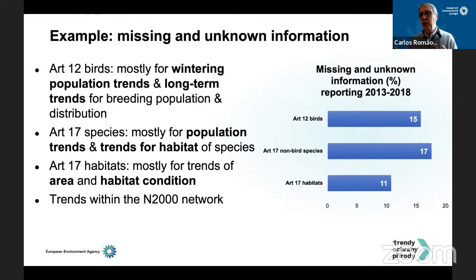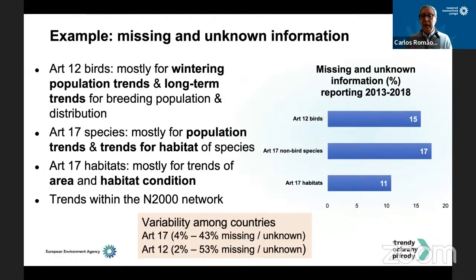I believe this is also due either to the lack of monitoring or because the monitoring that is in place doesn't allow us to distinguish trends outside and inside the Natura 2000. And this is a matter of the design and the density of the sampling that is done. Again, this missing and unknown information is also very variable according to the countries, and can go from very little, as little as 2 or 4%, to almost half of the information being missing or unknown.